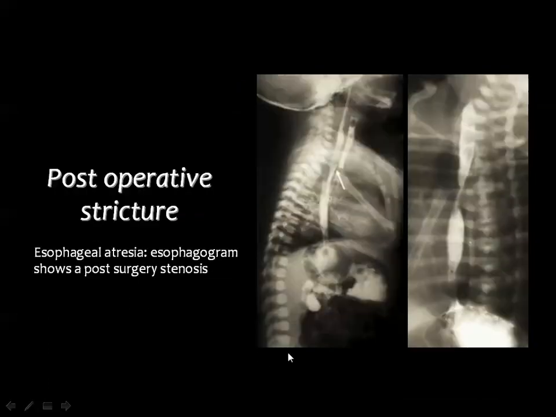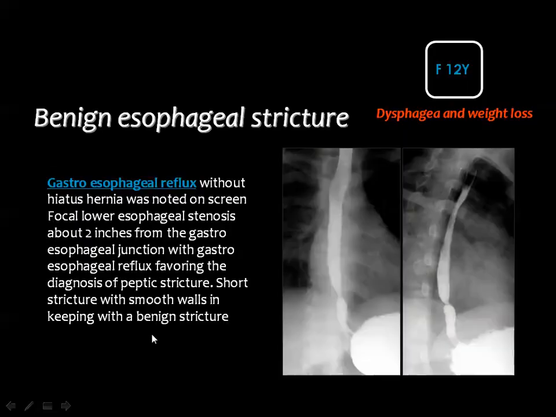And this is an example of a case of tracheoesophageal fistula, the H-shaped type, with residual esophageal stricture after surgery. This fistula has been closed surgically, and in the follow-up study after surgery, you see some narrowing in the middle part of the esophagus corresponding to the site of the fistula.